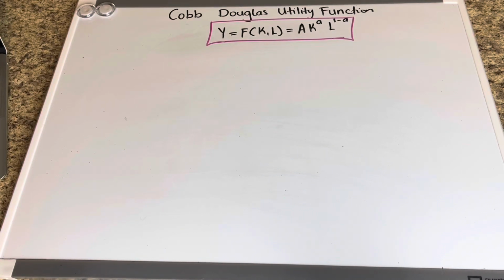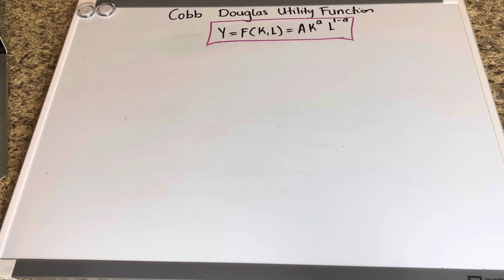So today's video we're going to be looking at the Cobb-Douglas utility function. Here I have written down a very basic form of the Cobb-Douglas production function. From here we're going to be taking the partial derivative with respect to capital and labor. We're basically going to be finding the marginal product of capital and labor.